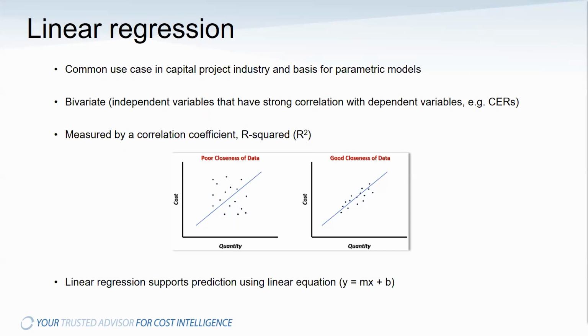Typically, those are measured by a correlation coefficient, an R-squared value, where that value closer to 1 means it represents better closeness of data or relevance of data. And this same linear regression can actually be used for prediction. So estimating using the linear equation that's also a result of that correlation coefficient. So let's jump into Cortex and take a look at this feature.